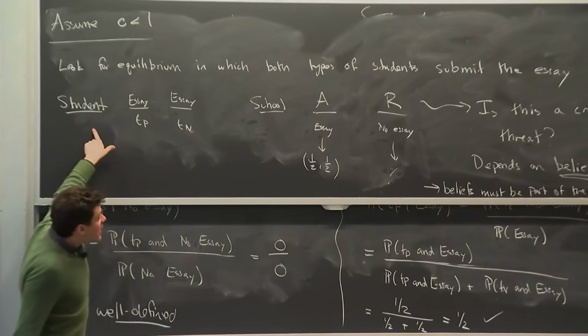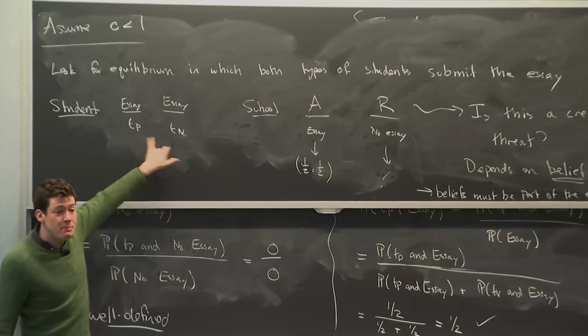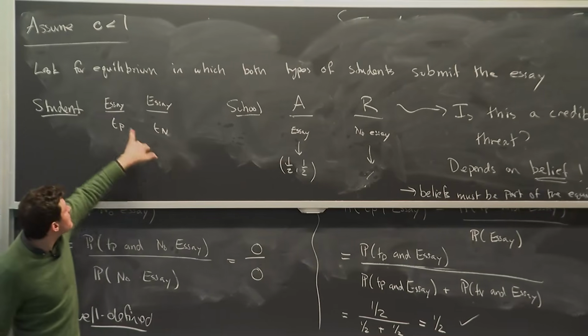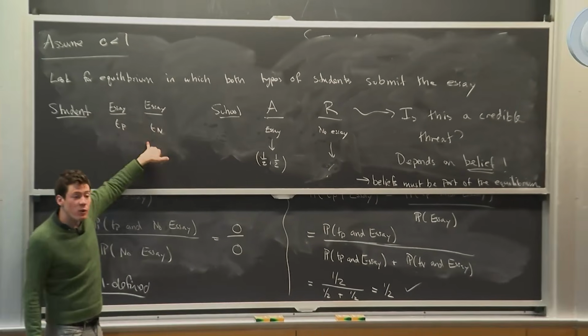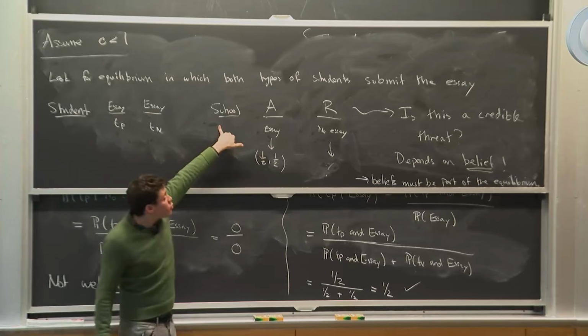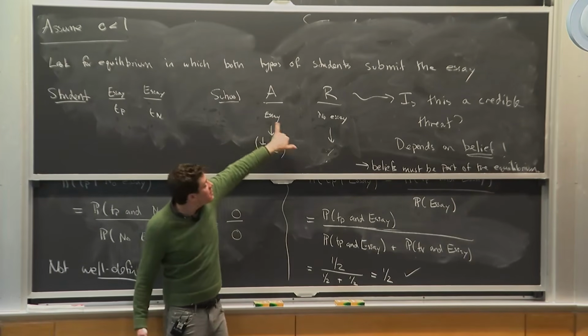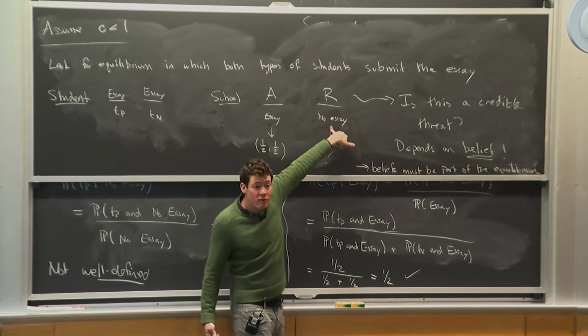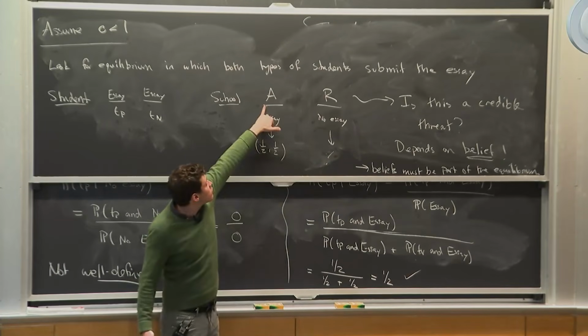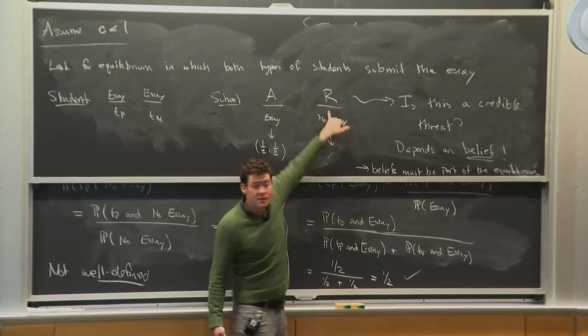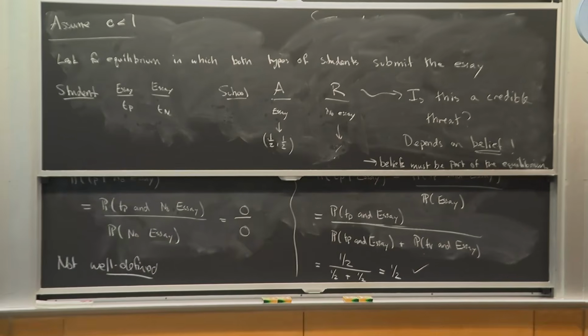The student has two information sets, TP and TN. So a strategy for the student specifies what they do at TP and what they do at TN. Similarly, the school has two information sets: the information set where they observe the student wrote an essay, and the information set where they observe the student didn't write an essay, and a strategy specifies what action they take at each of those information sets. So I said that in words.